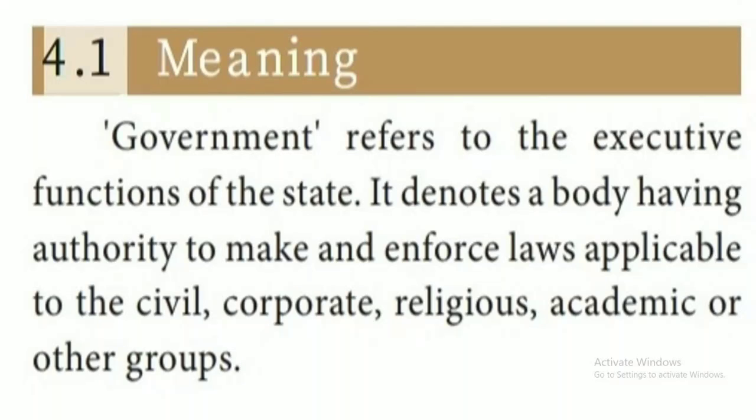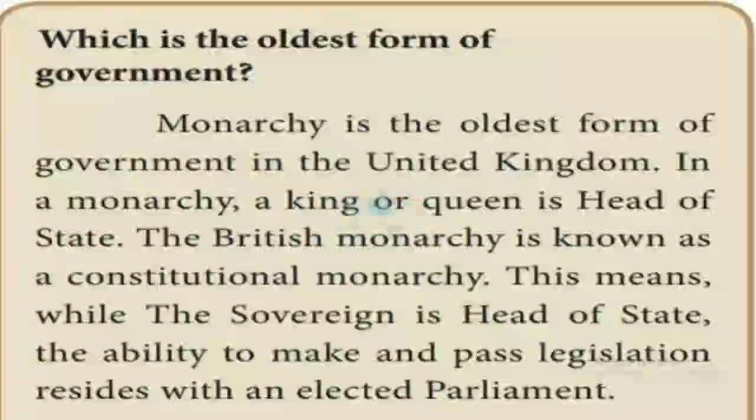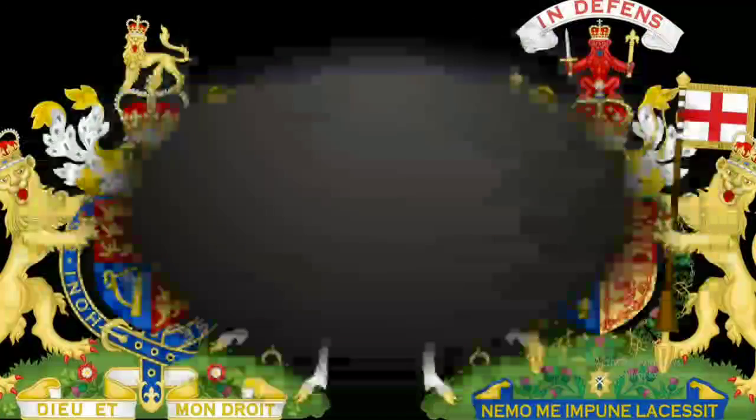Which is the oldest form of government? Yes, it's monarchy. So what does monarchy mean? It's the rule of a king or queen. The British monarchy is also known as constitutional monarchy because they were the ones to introduce it to the world. This means the sovereign is the head of state, and the ability to make and pass legislation, which means to prepare laws, resides with an elected parliament. This is the symbol of British government, with the crown.